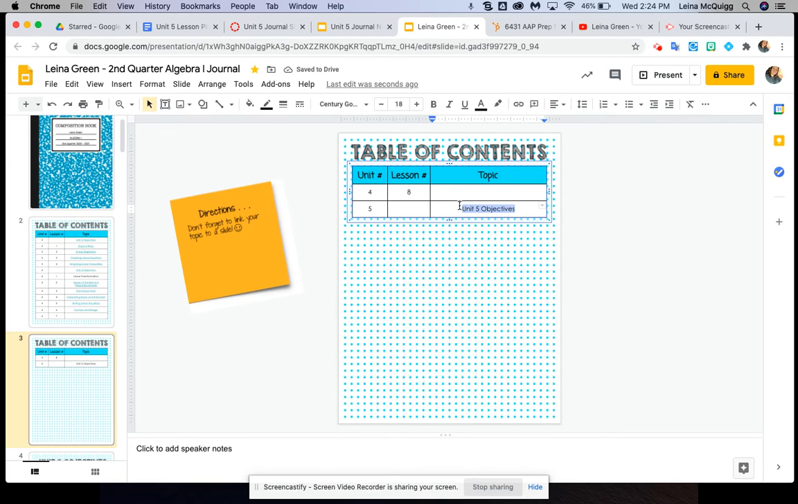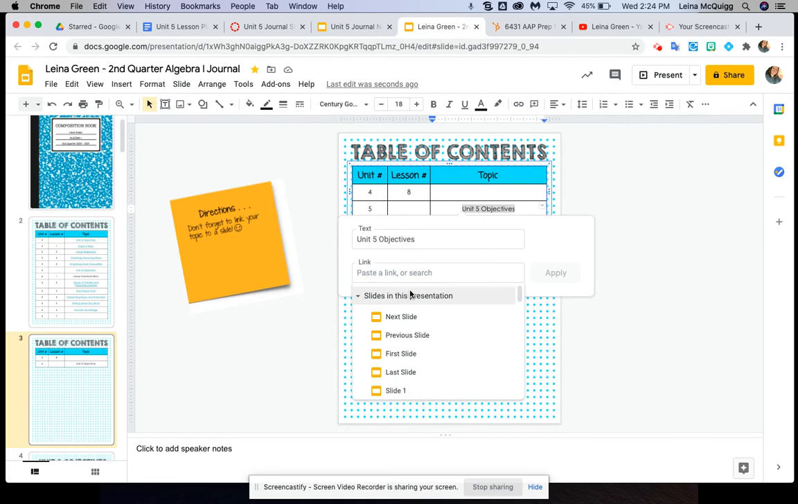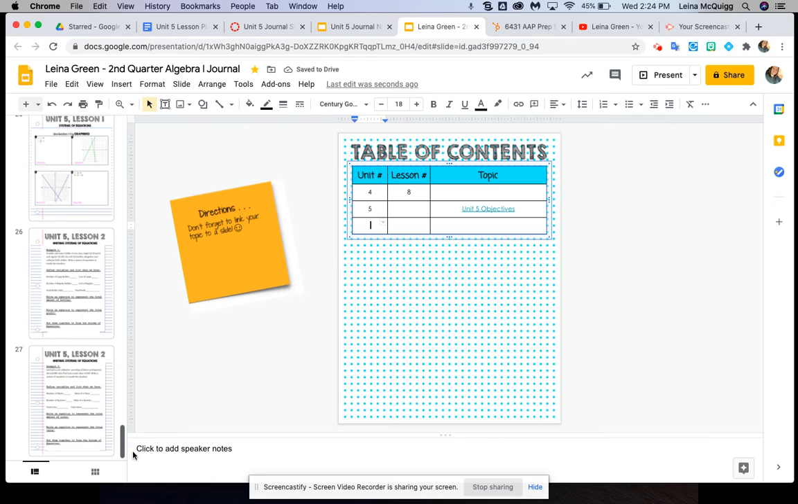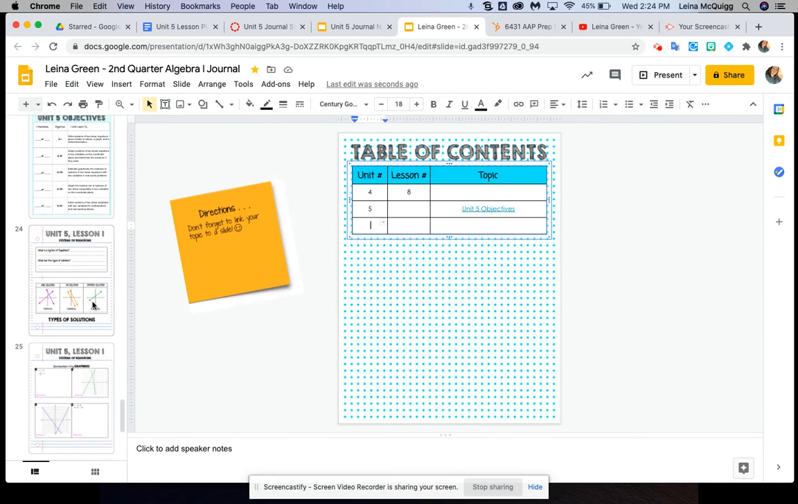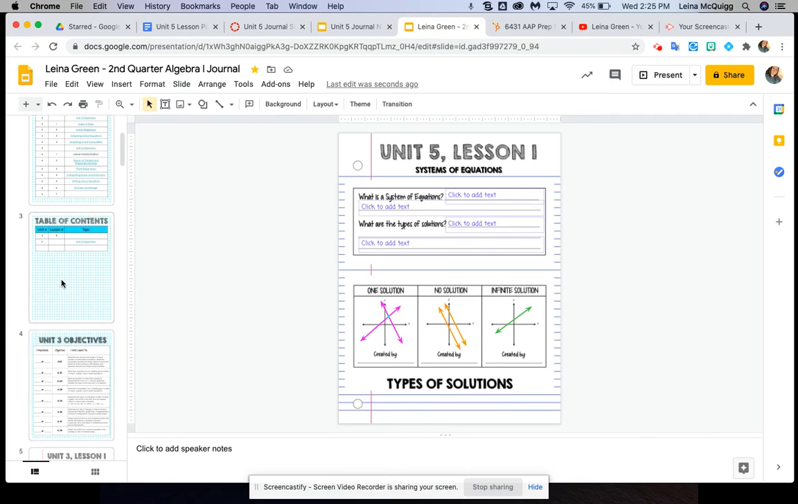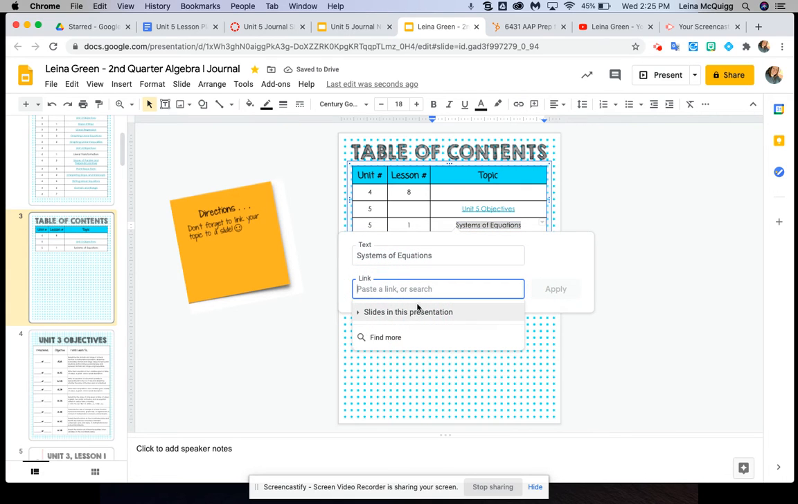And we can go ahead and link that. So highlight, click this little paperclip button, slides in this presentation, and that was on slide 23. And apply. We don't have very many lessons in this unit. We only have 2 lessons, lesson 1 and lesson 2. So let's go ahead and link lesson 1. So Unit 5, lesson 1 is going to be systems of equations. So on your table of contents, you can do Unit 5, lesson 1, systems of equations, and that's going to be linked to slide 24.